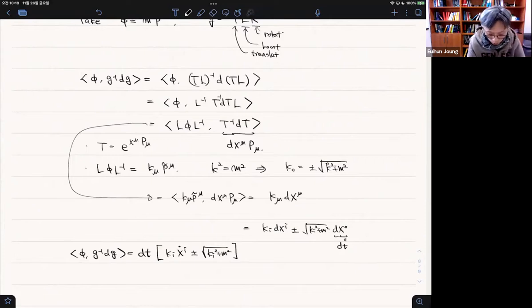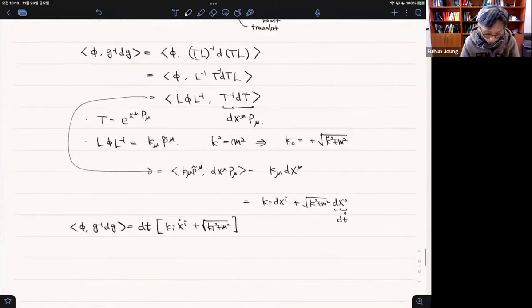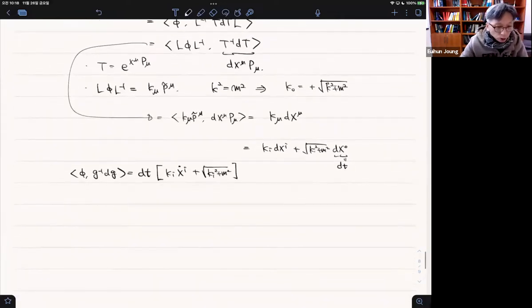So this is the usual Hamiltonian form of the action, where the Hamiltonian is like the square root form. Sorry, maybe here I should put plus, because actually with the boost we can never generate minus. Yeah, so this is the action. So indeed we can recover the massive scalar particle action.